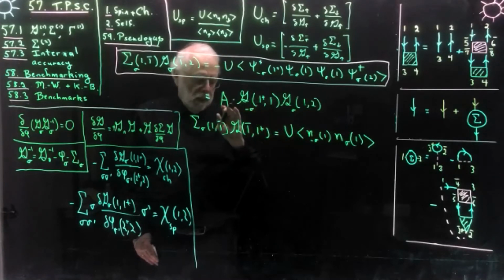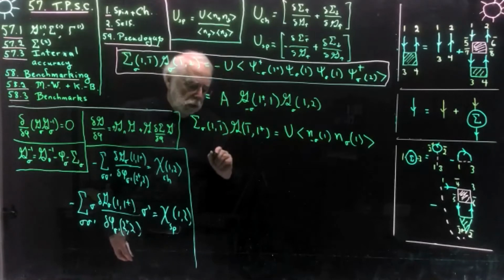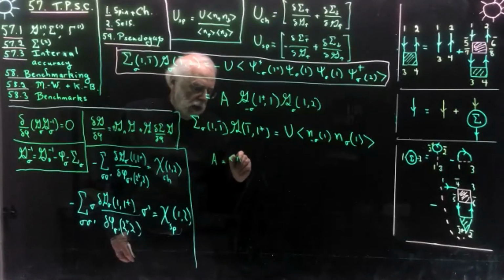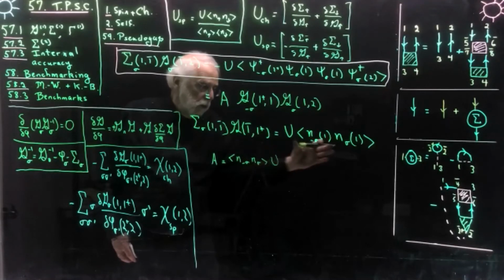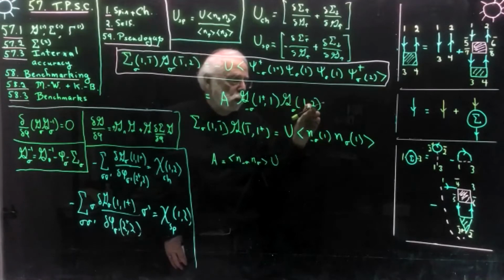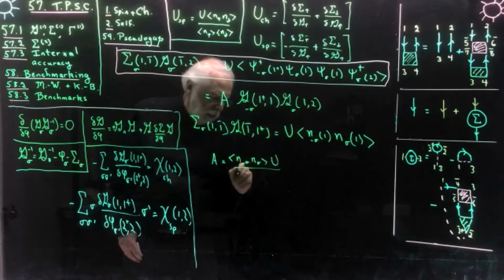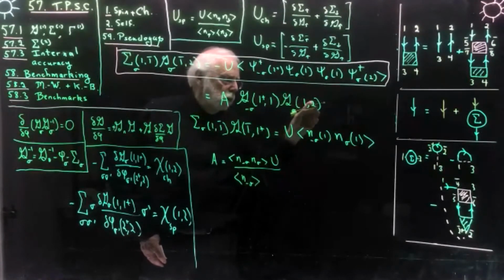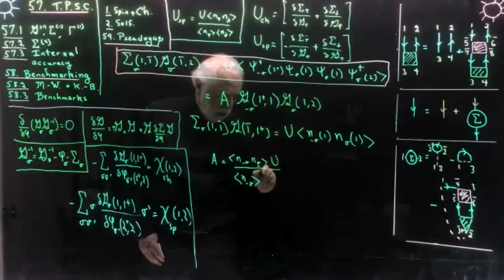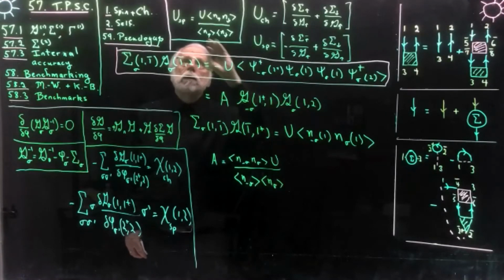So how do I choose a? Well, it's easy. What I choose for a will be equal to n minus sigma n sigma times u. So that's this, divided by this when 2 is equal to 1 plus. But when 2 is equal to 1 plus, what is this? This g of 1 plus 1 is the expectation value of n minus sigma. And this g of 1, 2 plus, when 2 is equal to 1 plus, is n sigma. Okay, so you see it starts to look like this.